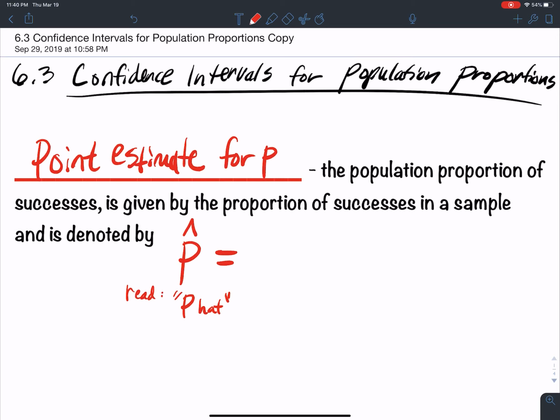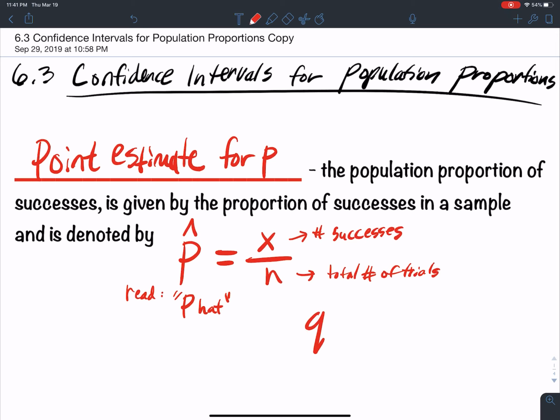This is equal to X, the number of successes, divided by N, the total number of trials. All right, the sample size, right? This is the total sample size.